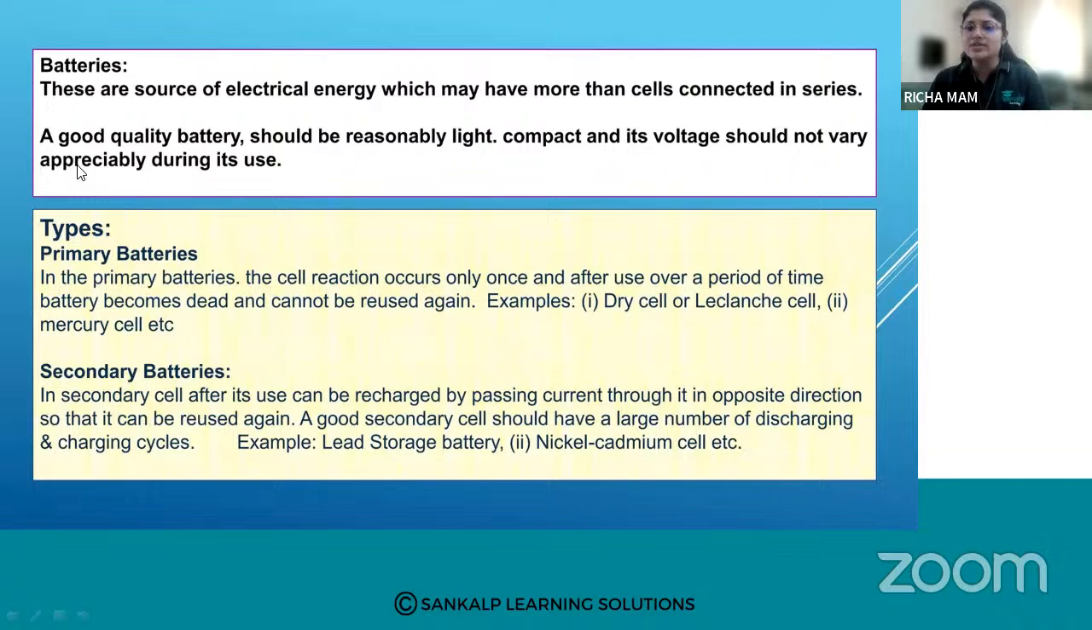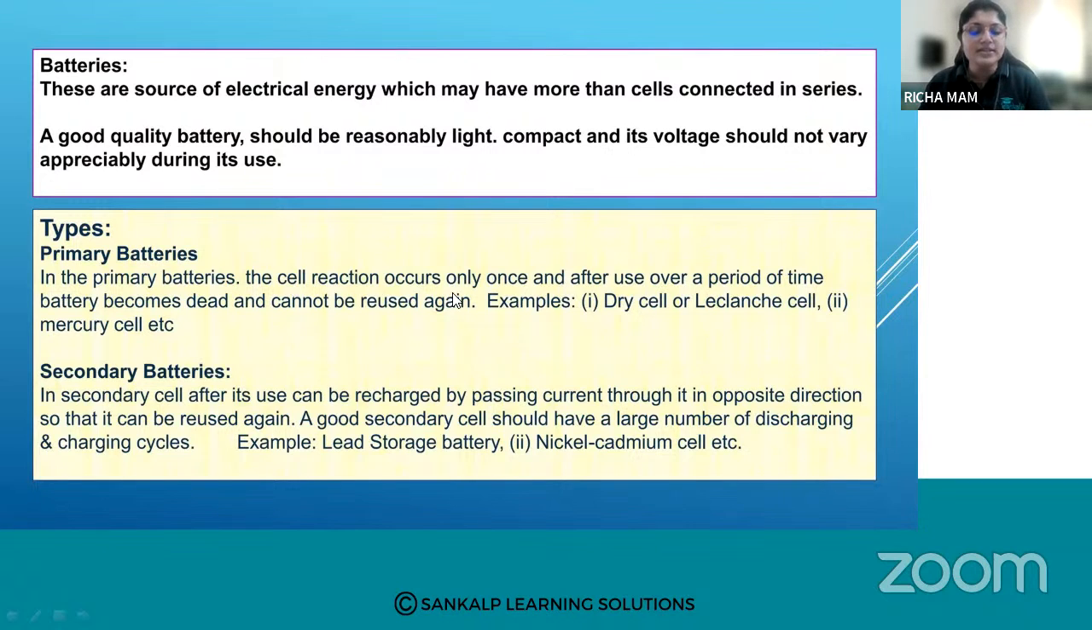So what is a battery? It is nothing but an arrangement of one or more electrochemical cells, and these cells are arranged in series. So this battery or cell converts chemical energy. The cell is composed of some chemicals, and this chemical energy is converted into electrical energy through a redox reaction. Redox reaction means oxidation and reduction take place simultaneously.